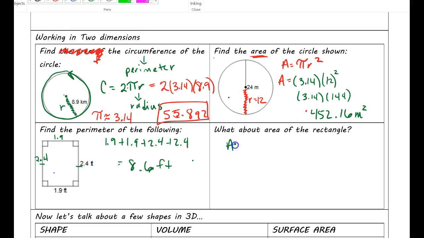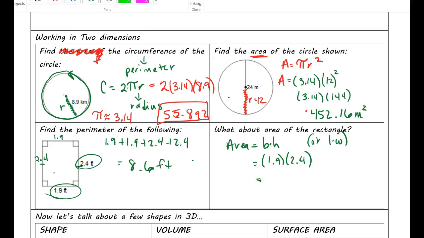Well, area of a rectangle, y'all might remember, it's just base times height. Some teachers in the past might have shown you length times width. These are the same thing. The length and the width, the base and the height, that is the same thing. So when I look back over here at my picture, I might call that the base, and I might call that the height. So it just tells me to multiply them together, okay? Base times height. So 1.9 times 2.4.